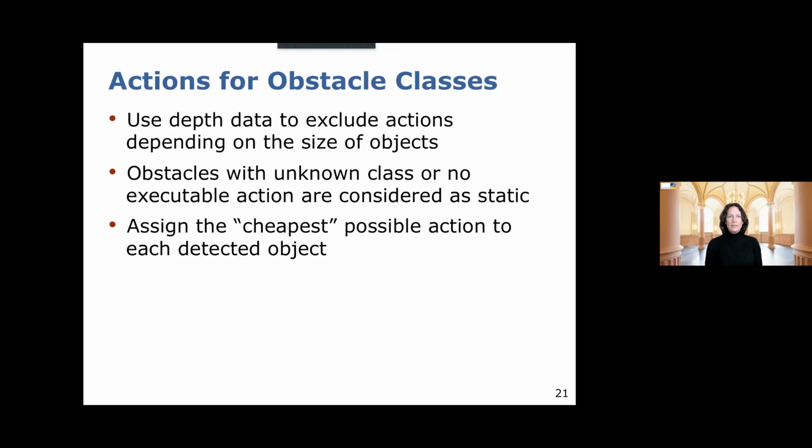So we use depth data to exclude actions depending on the size of objects. From the depth data, as I said, we can estimate the volume of the objects. For example, if the robot infers that an object has too large a volume, like a toy car that is too large to be stepped over, then the robot can pick it up. Obstacles with an unknown class or no executable action are considered static, so not movable by the robot. The corresponding cell would be marked as non-traversable by the robot. In the end, we assign the cheapest possible action to each detected object in the RGB image.